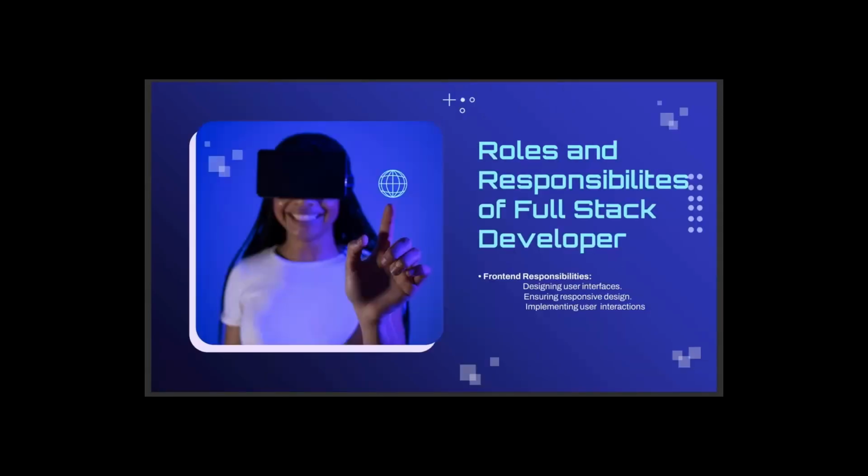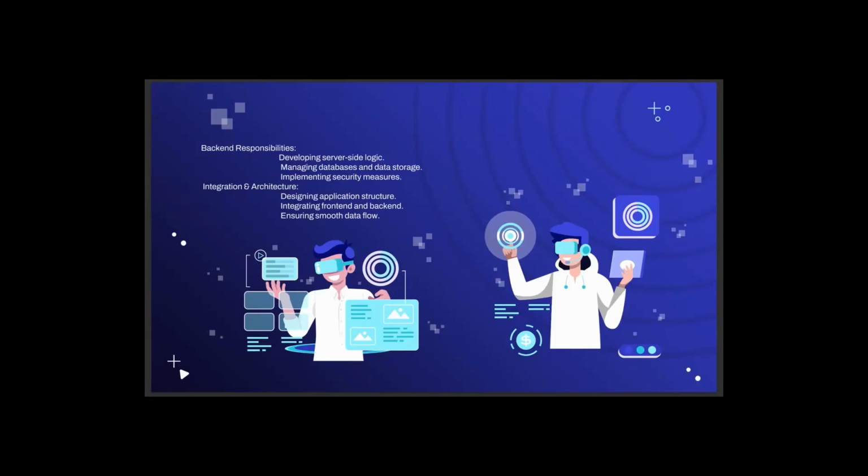Let's see about roles and responsibilities of full stack development. Front end responsibilities: designing user interface, ensuring responsive design, implementing user interactivity. Backend responsibilities: developing server-side logic, managing database and storage, implementing security measures. Integration and architecture: designing application structure, integrating front end and back end, ensuring smooth data flow.